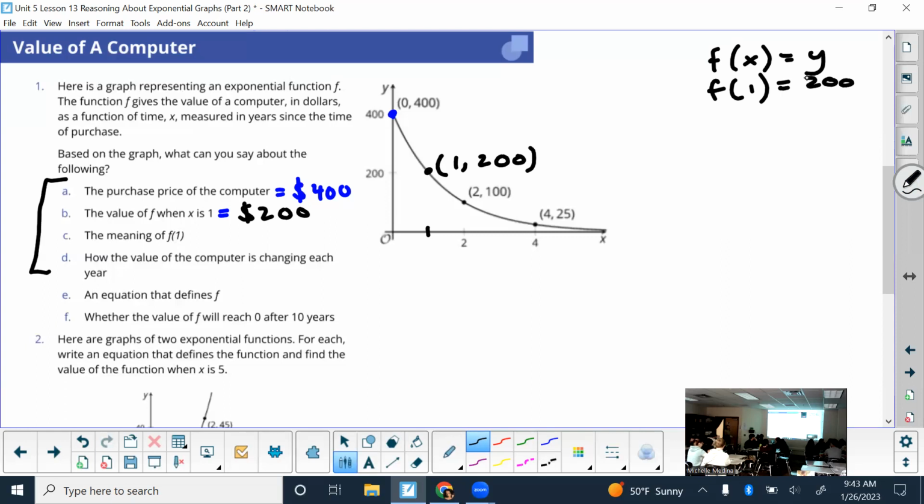Sometimes they give you an equation and you have to plug it in. Sometimes they give you a table and you have to find it on the table. When you have a graph, you find your x, find it on the graph. What's that y? And that's your output. All right. Next one: what does it mean? We know f of 1 is 200, but what does that mean in this situation?